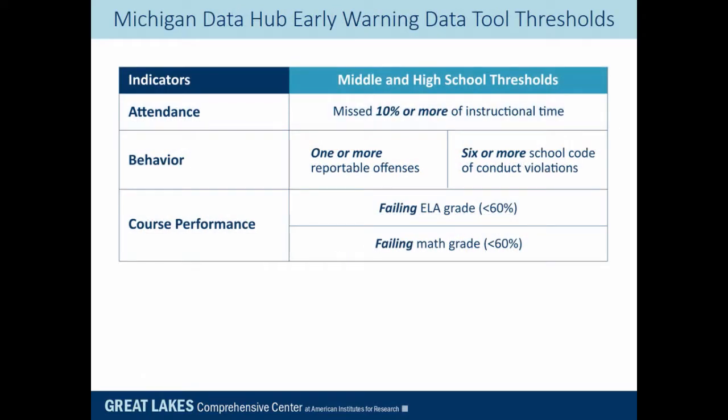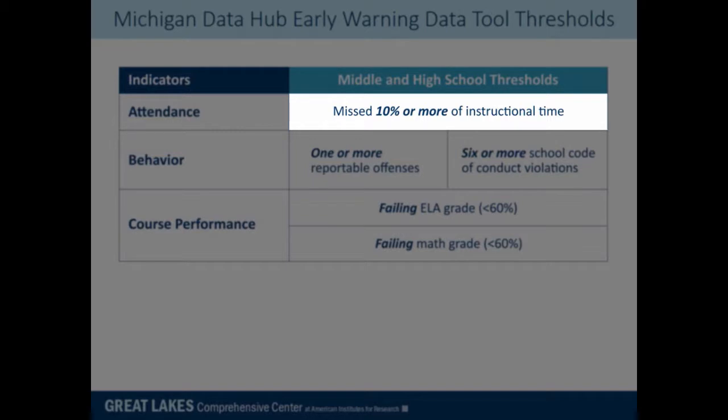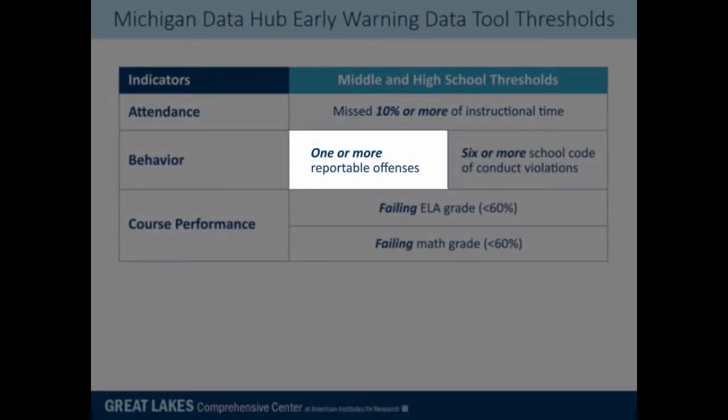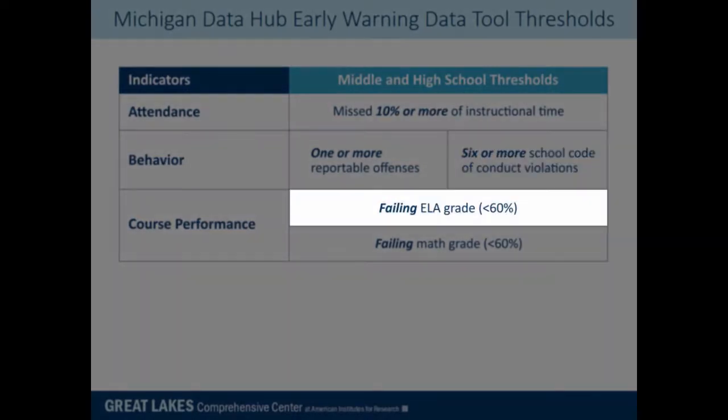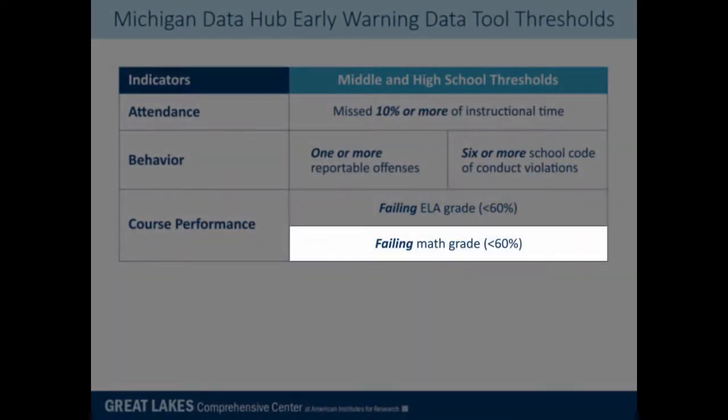The Michigan Data Hub Early Warning Data Tool also uses information about student attendance, behavior, and course performance to identify or flag students who are at risk for not being at grade level, not being promoted to the next grade, or not graduating from high school. Let's review the thresholds for each of the early warning indicators in the Michigan Early Warning Data Tool. An attendance rate of less than 90%, that is, missing 10% or more of instructional time. 1 or more state reportable offenses. 6 or more school code of conduct violations. A failing English language arts grade. A failing math grade.